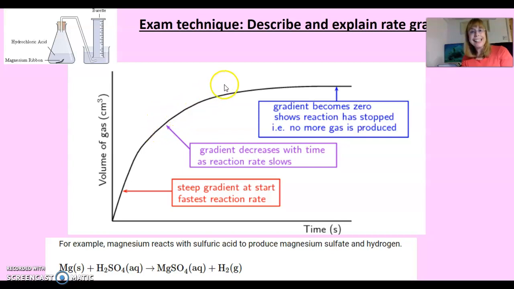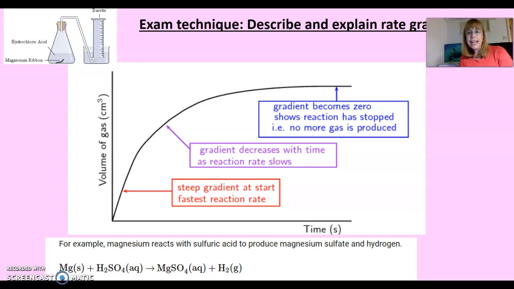Then it becomes less steep, so there's less gas being produced, and then eventually the gradient is 0, and that's because the reaction has stopped. There's no more gas being produced. So that is what I'm seeing. So if they say describe this graph, that's exactly what I would say. The curve is steep to start off with, becomes less steep, and then it is flat.